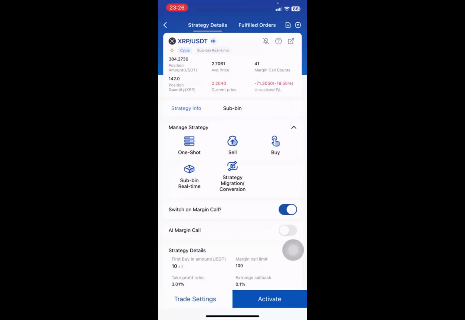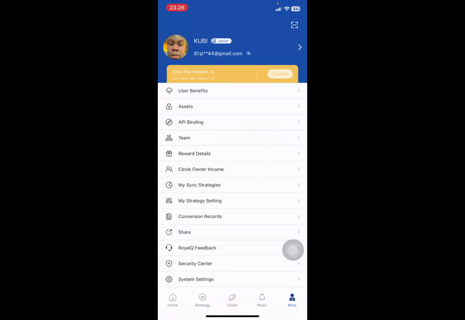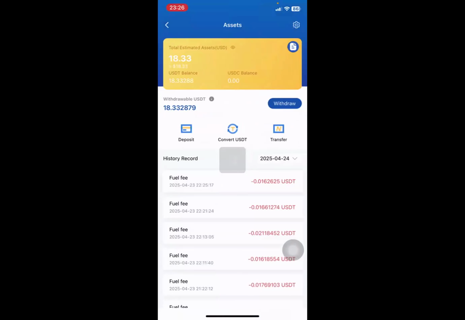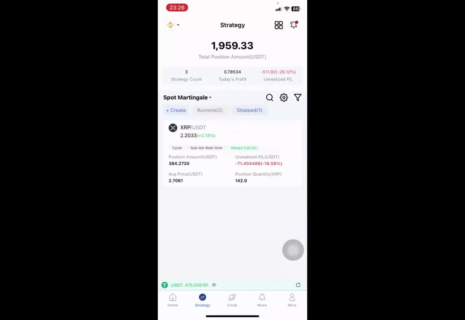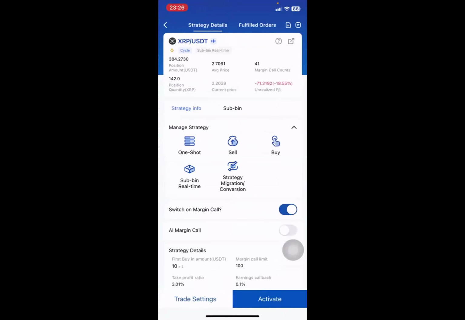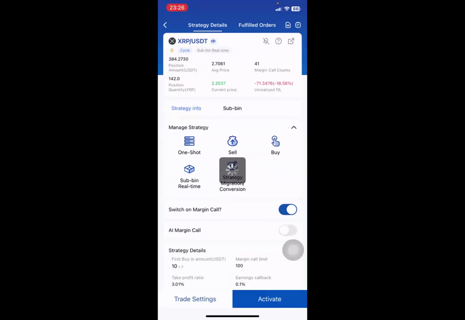Let's go to mine. Go back again. Check assets. Yeah, you have full fee. So let's go back and start it again. Go back. Tap on strategy, then go to stop, then start the coin. Click on it. Tap activate. If you don't activate, it will not continue. Confirm.